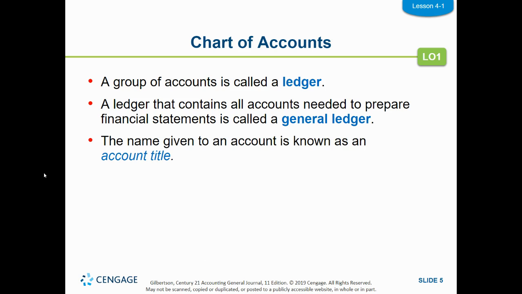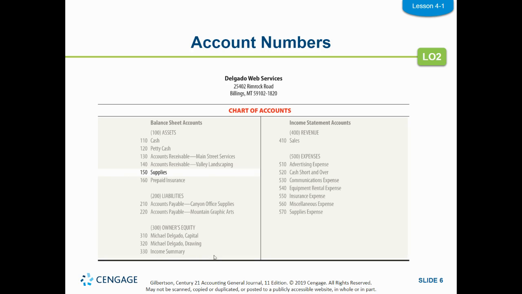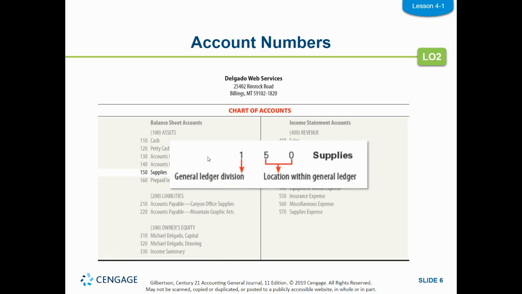The name given to an account is called an account title. Cash is an account title. Prepaid insurance is an account title. And then every account has an account number. So as we're looking at our chart of accounts, we give each account a number.